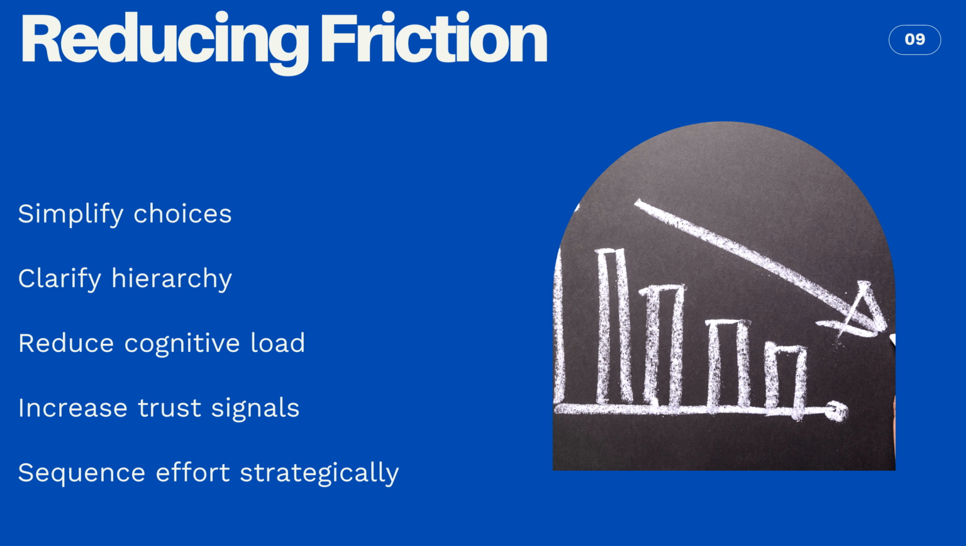Simplifying choices draws on choice architecture and Hick's law. Clarifying hierarchy draws on Gestalt principles and selective attention theory. Reducing cognitive load draws on cognitive load theory and dual process theory. Increasing trust signals draws on signaling theory and uncertainty reduction theory. Sequencing effort strategically draws on peak-end rule, goal gradient theory, and temporal discounting. These principles are grounded in behavioral science, but they are deeply practical. They help you design experiences that feel intuitive, effortless, and aligned with how people naturally behave.